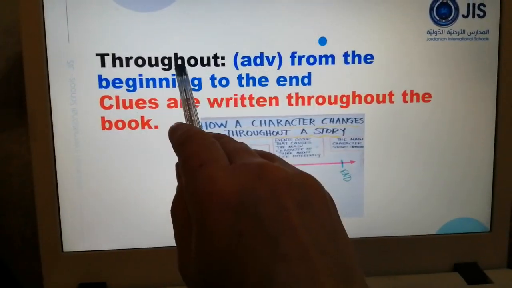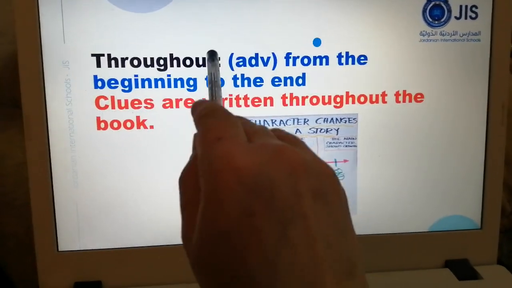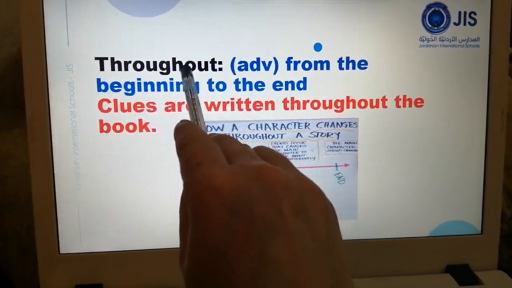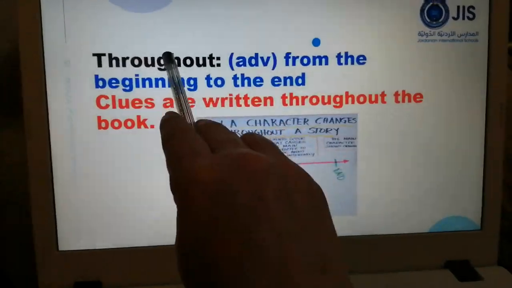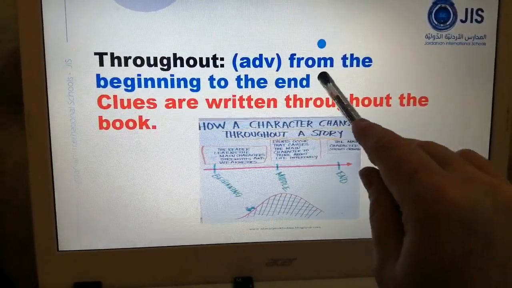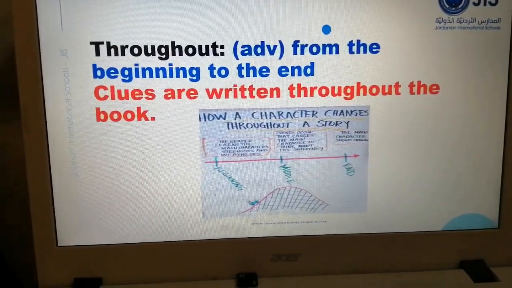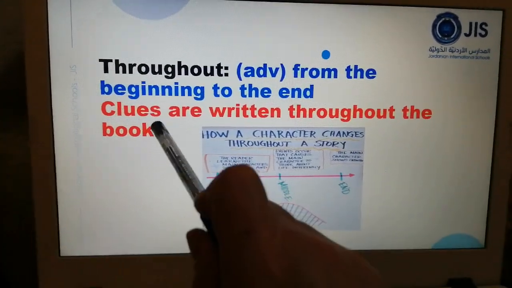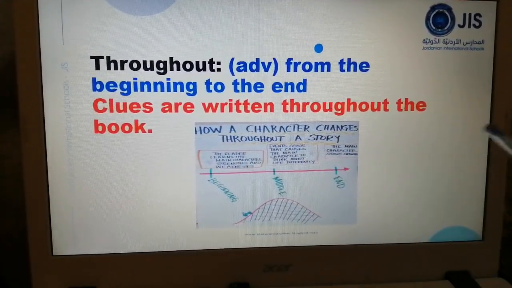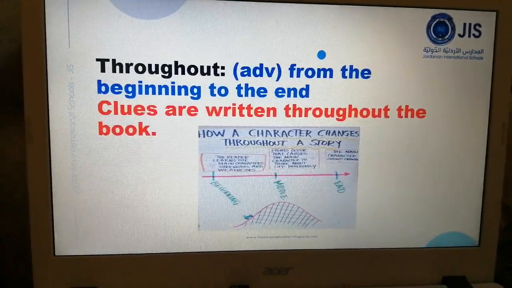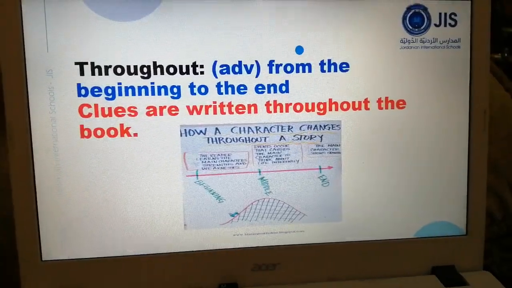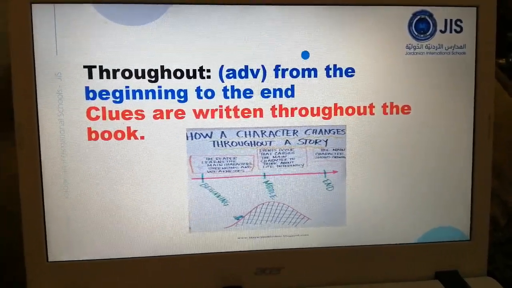Throughout: through and out together make a new compound word, a closed compound word, there's no space between them. Throughout is an adverb and it means from the beginning to the end, from the beginning of something to the end of it. For example, here, clues are written throughout the book, from the beginning of the book till the end of it. So throughout is a closed compound word, and it's an adverb.